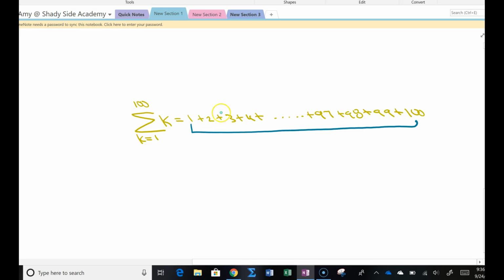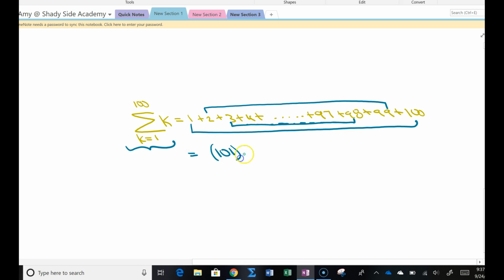You'll notice that 100 plus 1 equals 101. 2 plus 99 equals 101. 3 plus 98 equals 101. And in fact, how many pairs of 101 are there? There's going to be 50. So really, this sum just equals 101 times 50, okay?